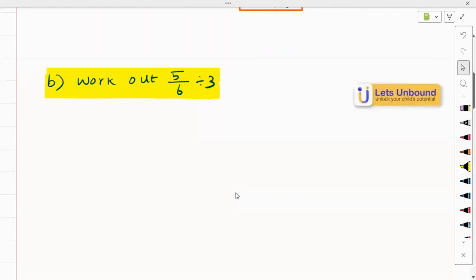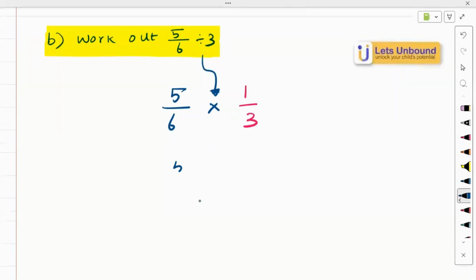Next part. Work out 5 by 6 divided by 3. So let's start. It's a fraction division. We can't apply the division directly when a fraction is involved. So copy the first number as it is. Then divide will change to multiply, because direct division is not applicable when a fraction is involved. And 3 will change to its reciprocal. The reciprocal of the whole number 3 is 1 by 3. Now this becomes a fraction multiplication. Fraction multiplication is the easiest thing. So directly multiply the numerators, and directly multiply the denominators.